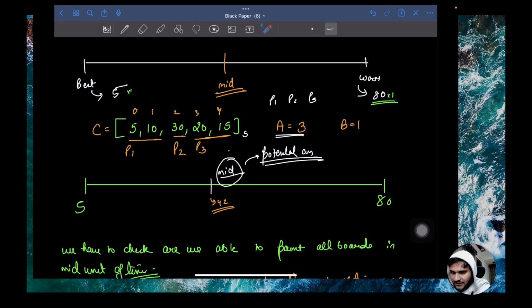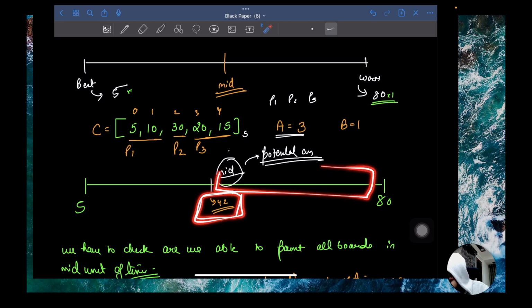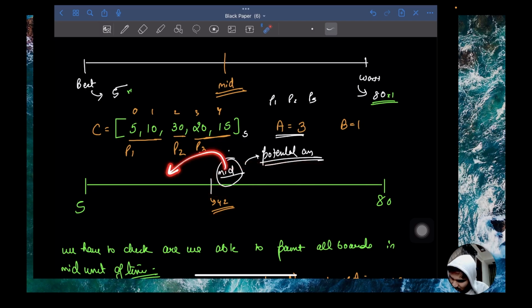So if you allocate the boards such that the first two boards go to painter 1, the second board goes to painter 2, and the next two boards go to painter 3, then in 42 units of time, I can paint all of the boards. If I can paint all of the boards in 42 units of time, I can paint all of them in more than 42 units of time also. And we want to find a better answer. So we have found one potential answer. One potential answer is 42. And I will try to find something better than this.